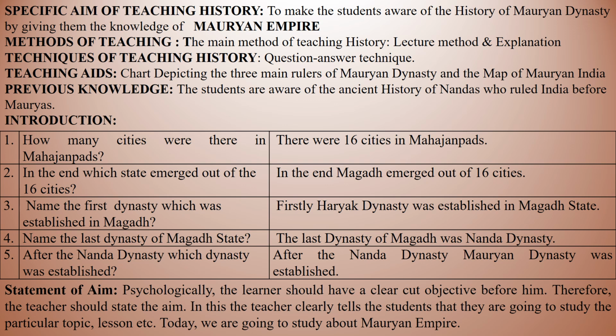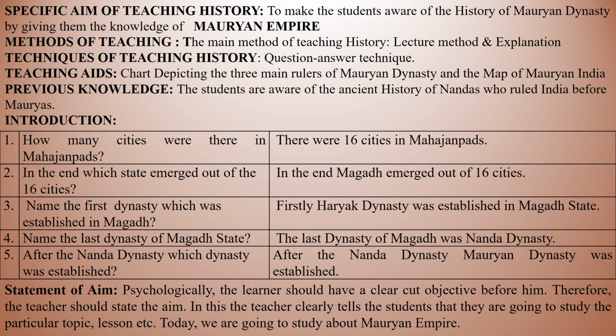The next heading is teaching aid, in which you have to write the teaching aid which you will be using. I have decided to make a chart depicting the three main rulers of Mauryan dynasty and the map of Mauryan India. Next heading is previous knowledge, in which I have written that the students are aware of ancient history of India who ruled India before Mauryas.